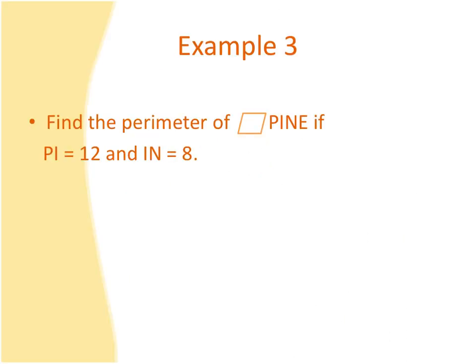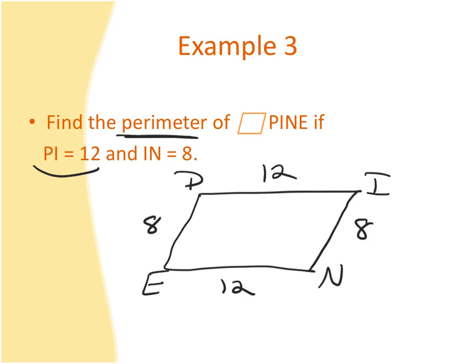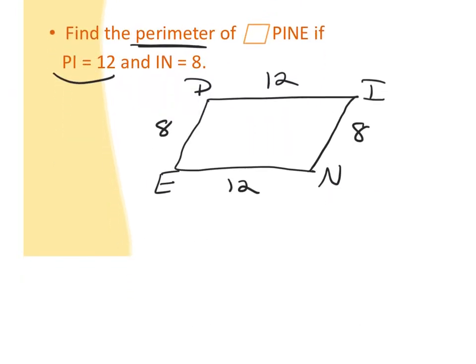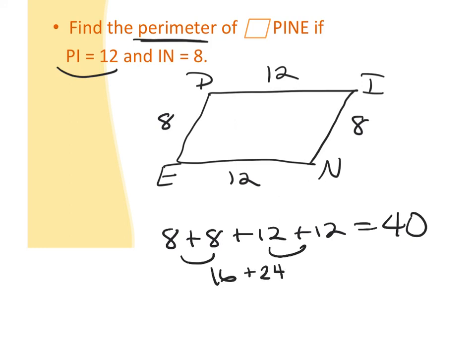They're telling me that we have a parallelogram, and it is PINE. It doesn't matter how you draw it, just stay consistent, go around the edges. So I'll do a PINE. PI is 12, IN is 8. Remember, opposite sides are congruent, so this would be an 8, this would be a 12. It wants me to find perimeter. What do I have to do for perimeter? Beautiful. So 8 plus 8 plus 12 plus 12 gives me 40, because I could do 16, 24, and I get 40.